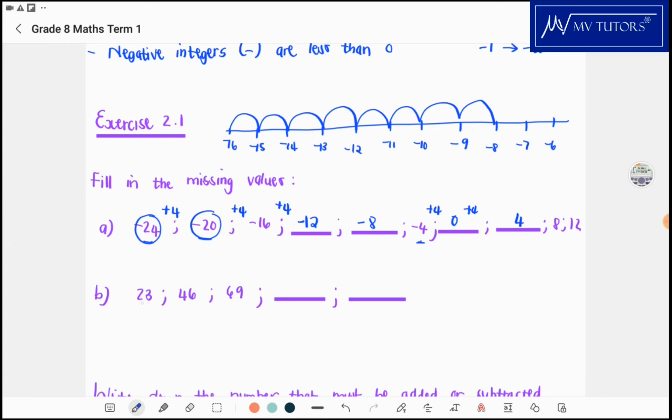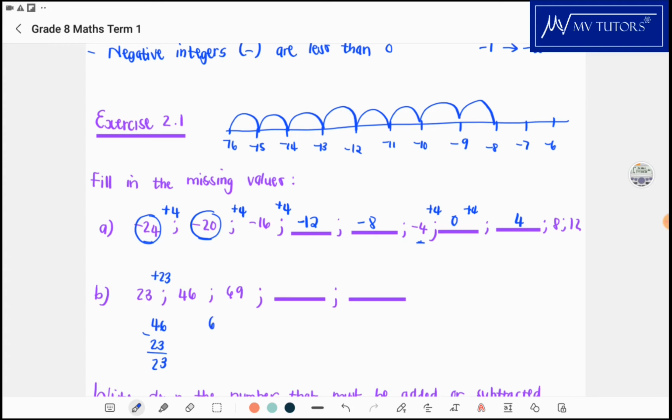How about going from 23 to 46? Okay, so I'm not going to draw a number line. Basically, I need to ask myself, if I take 46 and I subtract 23, what do I get? So 6 minus 3 is 3. 4 minus 2 is 2. So I need to add 23 in order to get to 46.